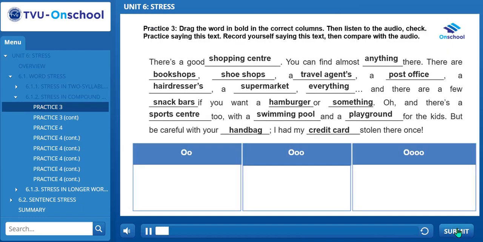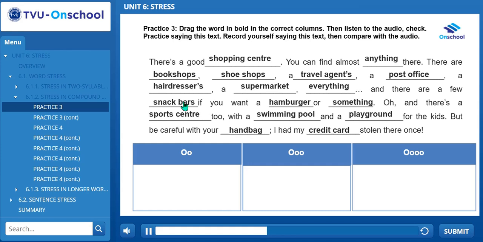Okay, now drag the word into the box. Then listen to the audio and check. Practice saying these texts. Record yourself and then compare with the original audio.